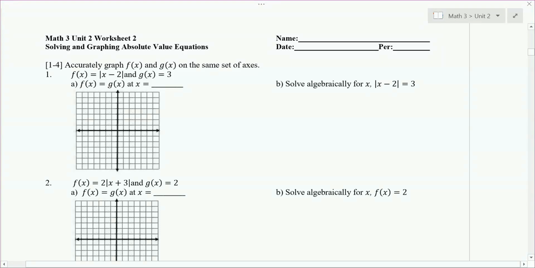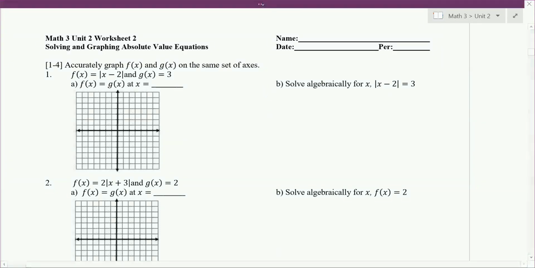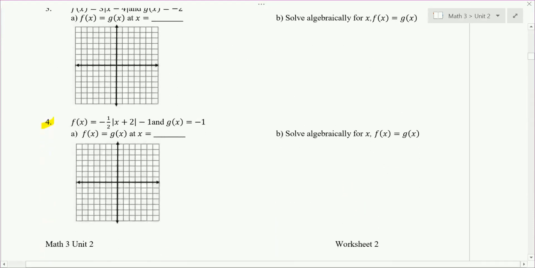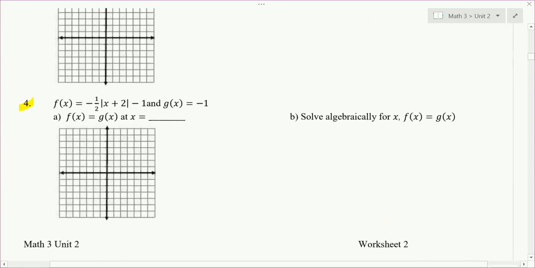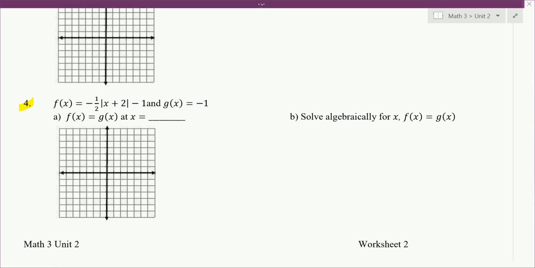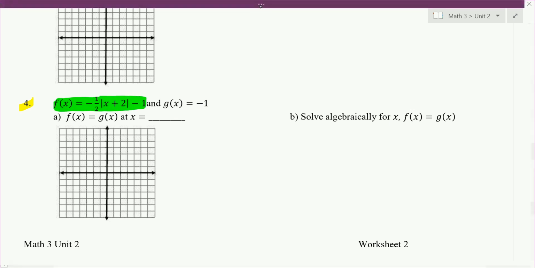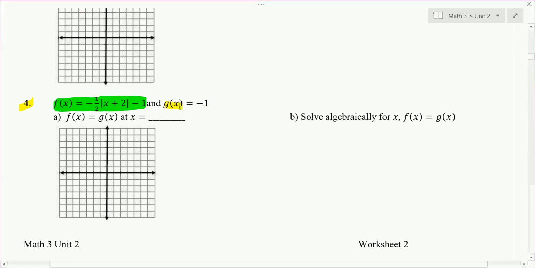I'm going to go over a couple of the problems from Unit 2, Worksheet 2. We're going to start with number 4. So there's two parts to this. On the left side, part A, we have two functions. The first function, f of x, is equal to negative 1/2 absolute value of x plus 2 minus 1. And our second function is g of x equals negative 1.